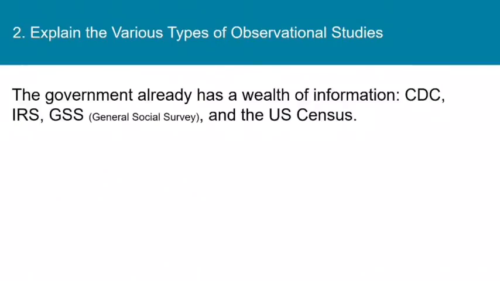Now, one last note on this section. You might be saying, gosh, if you wanted to do a big case control study, where would you get data from the past? Where can we get records to study? How can we get a hold of the data that we need? And you would be amazed that the government already has a wealth of information from the CDC, the Center for Disease Control, the IRS, the GSS, which stands for General Social Survey, and also the U.S. Census, just a wealth of information. And so a lot of times researchers can do a case control study just based on the records.